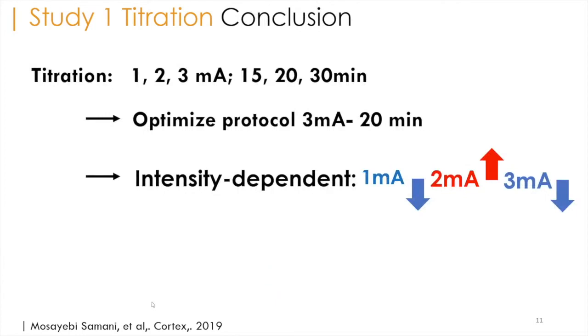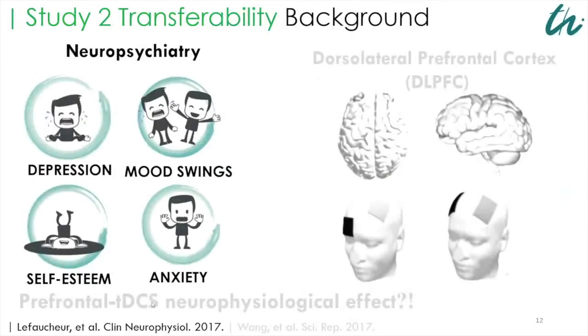So in conclusion, for this titration study, we manipulated different intensity and duration. We found an optimal protocol, which is 3 milliampere 20 minutes, but we also found an intensity-dependent effect: low and high tDCS intensity resulted in cortical inhibition, but the 2 milliampere protocol had an antagonistic effect. So this part is finished, and I want to present another study, the second study.